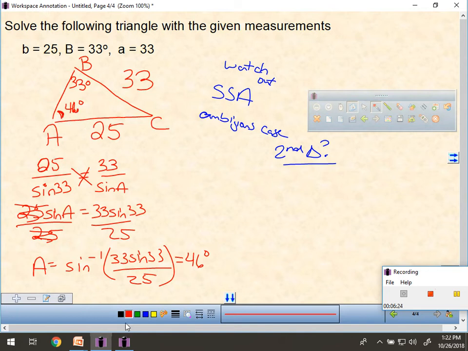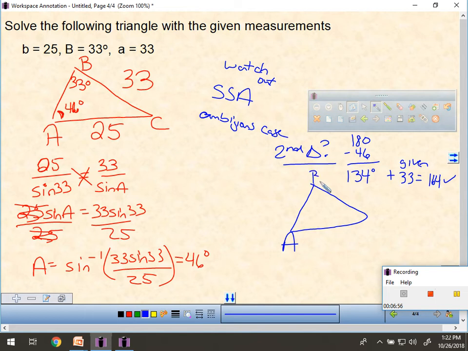Now, I'm going to go ahead and test to see if there's a second triangle. And the way you do that is you take the angle you just got and subtract it from 180. So 180 minus 46 gives me 134 degrees. And then to test it, you add the given angle, which in this problem was 33. If you add that together, you get 167. If that's less than 180, you've got a second triangle. So I do have a second triangle, and I'm going to label it A, B, C. The only difference is, in the second triangle in blue, angle A is not 46 degrees, angle A is 134 degrees. But everything else remains the same. This is still 33, this is still 25, and this is still 33 degrees right there.